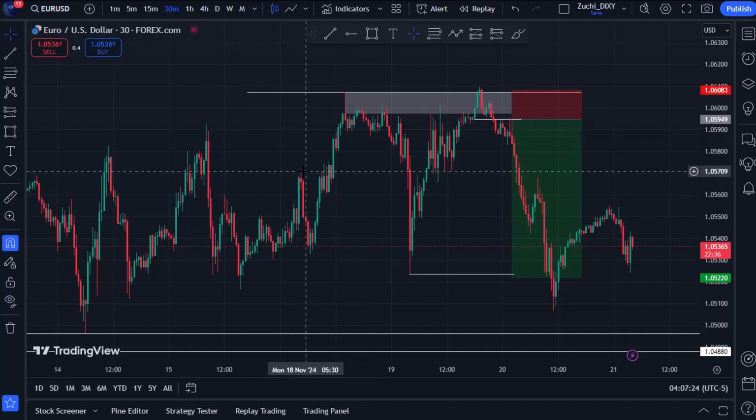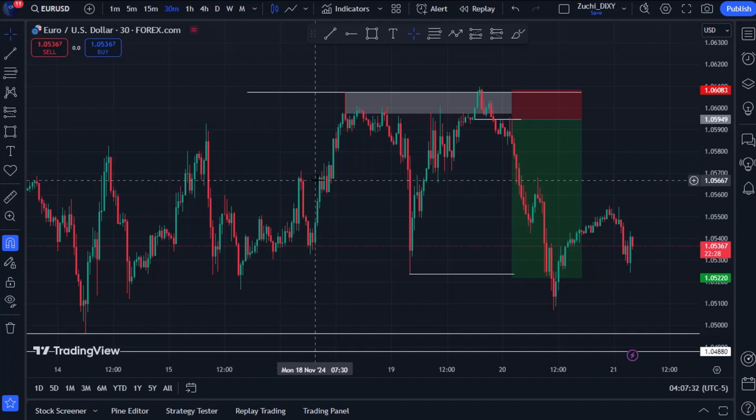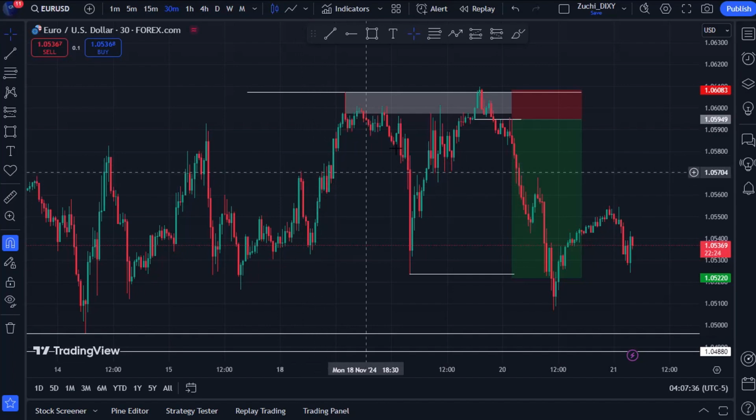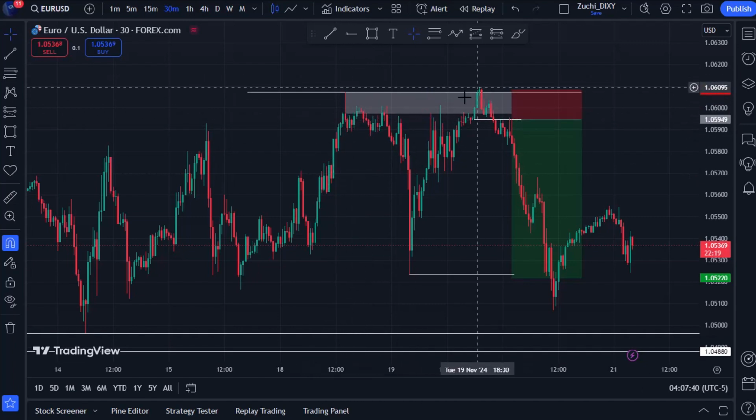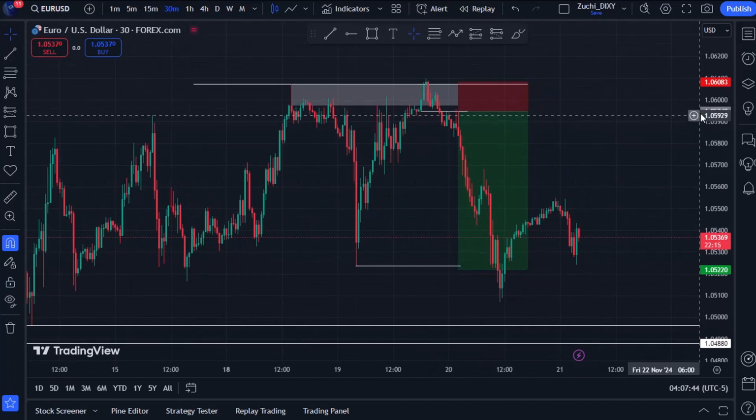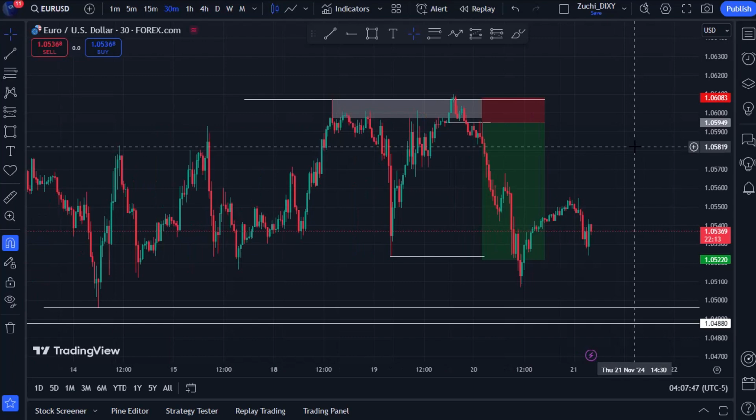Like for instance, when we look at this 1-hour high here, we can see that this is not really significant. Why? Because this was not the high of the day. So when price broke above that, it did not really give any reaction. But you can see the high of the day we marked out from the daily time frame, and you can see how the reaction price gave of that level. So that is the basic thing you need to understand. Your daily highs and lows, your weekly highs and lows, those are very important levels.